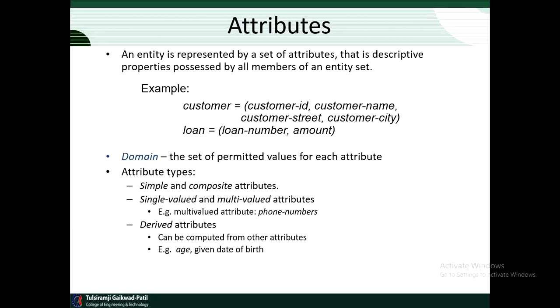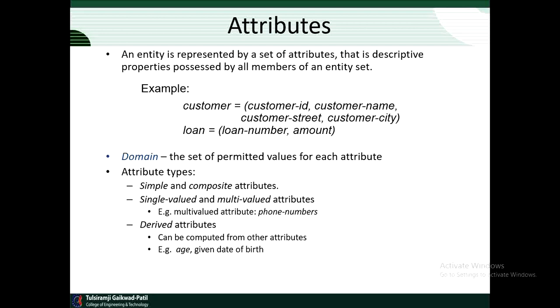Then we will see what the various types of attributes are and how they are used. So simple and composite attributes are there. Then single valued and multi-valued attributes are there. An example of single valued and multi-valued attributes is given here. A multi-valued attribute is phone number.